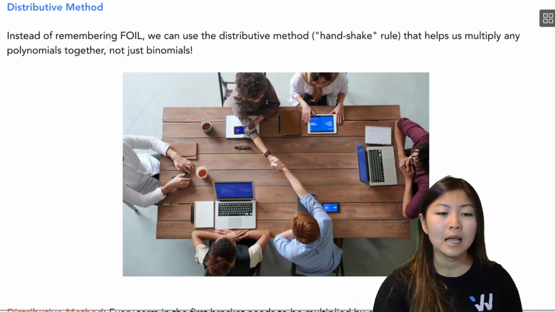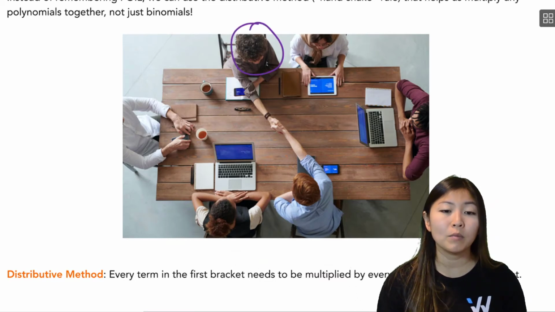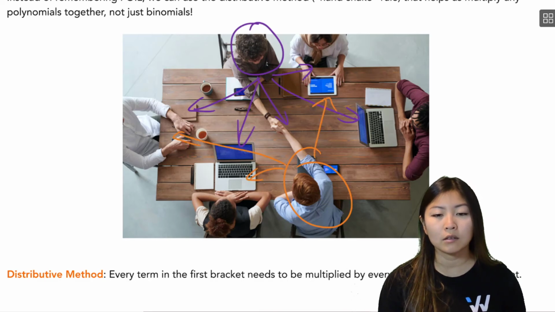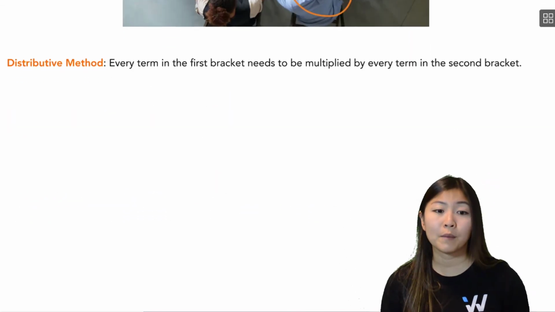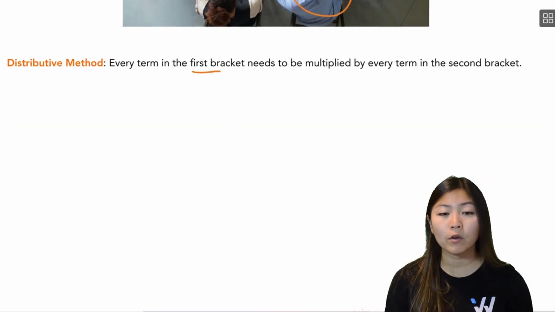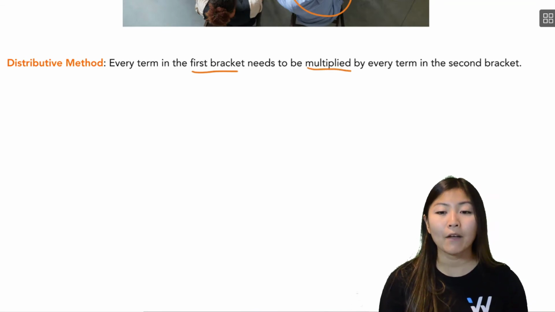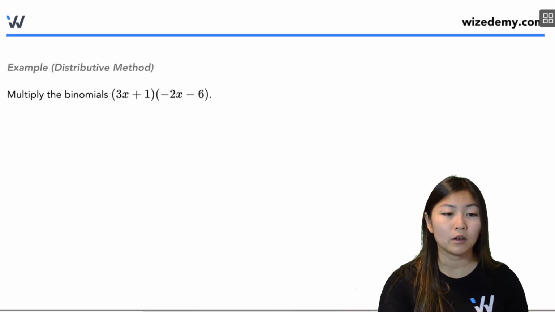Okay, so again, it's a handshake rule. What does that mean? Well, this person in the party wants to go meet everyone. So he's going to go shake hands with everyone else in the party. And then this person, same thing, wants to go meet everyone in the party. So he's going to go shake hands with everyone else in the party, and so on. All right? So essentially, the distributive method says that each term in the first bracket needs to go meet, meaning it needs to go multiply by every term in the second bracket. So let's take a look at how the distributive method works.